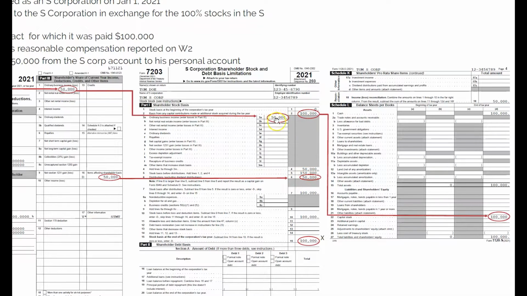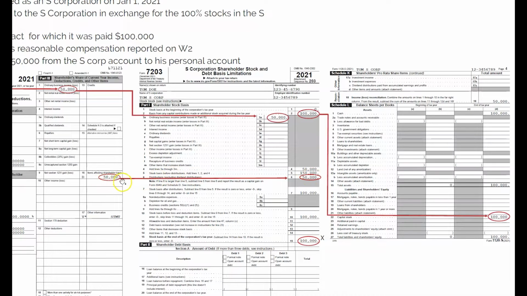Now, why do we add this to your initial contribution? That is because we want to make sure you're not being double taxed, because the income here on line 1 of your K1 is going to be taxed. We want to make sure that when you subsequently take out that same income, it's not going to be taxed. So we add your initial contribution plus your ordinary income, and it becomes 150,000. So now we know your basis is 150,000.